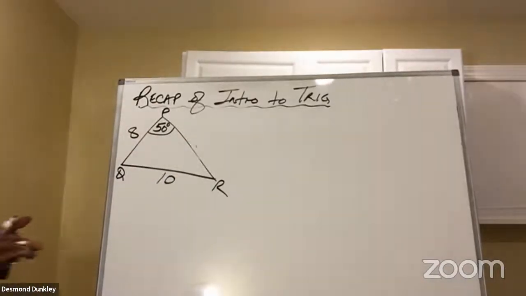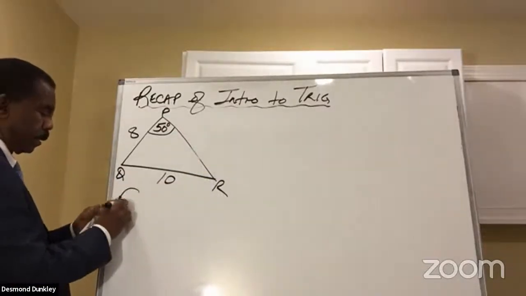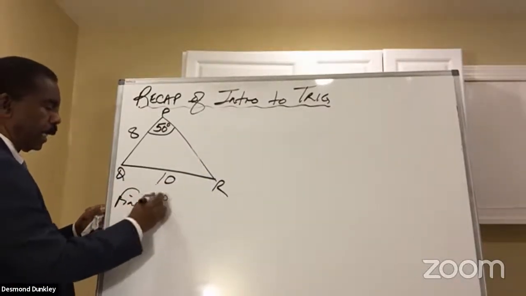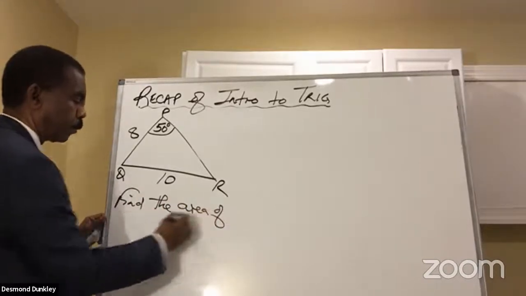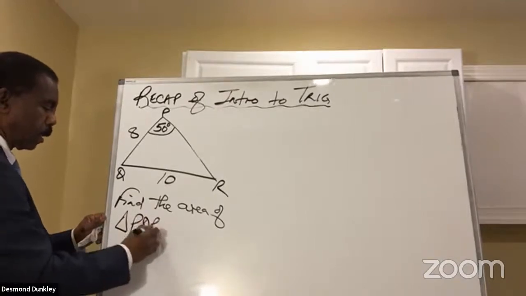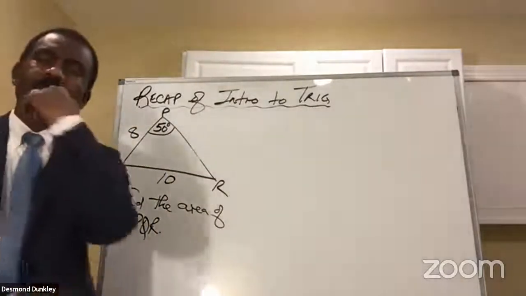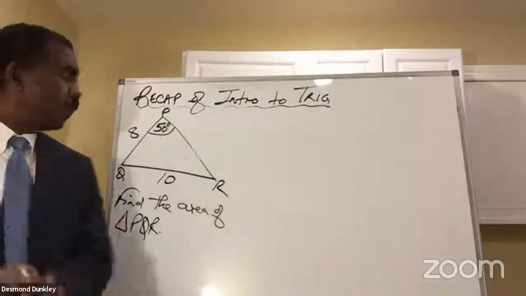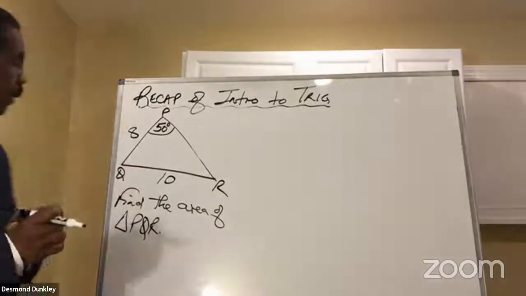So if I gave you that information and I say, find the area of triangle PQR, how would we do that? First thing first, is it a right triangle? No. Can we find the height? No.